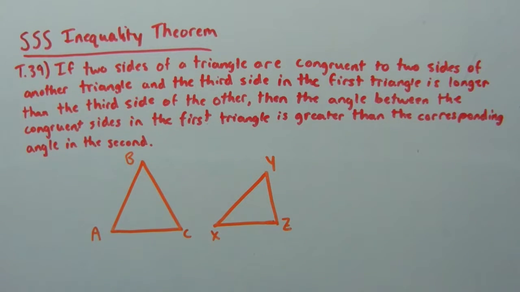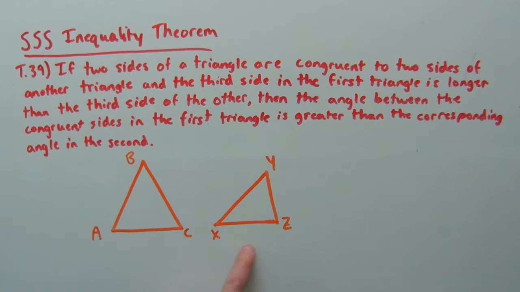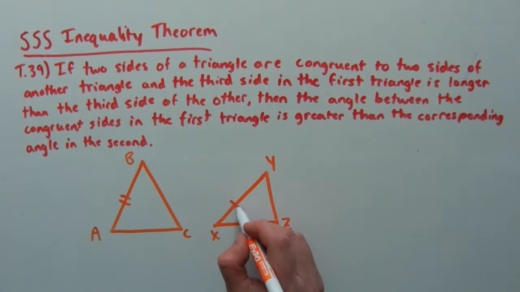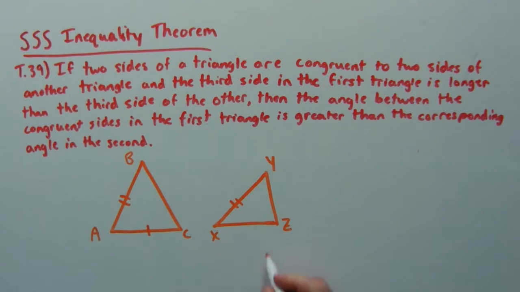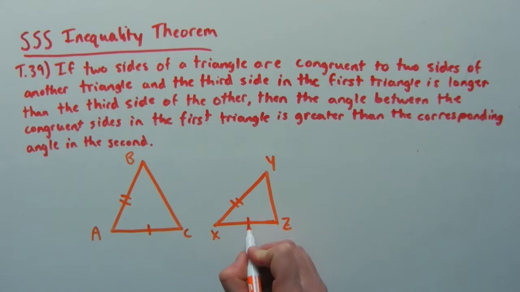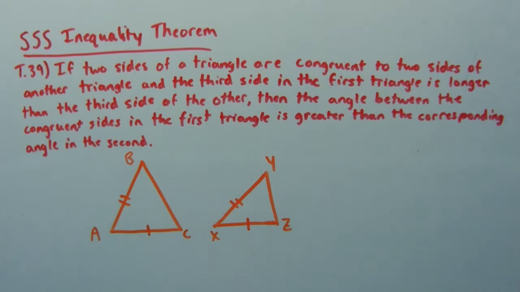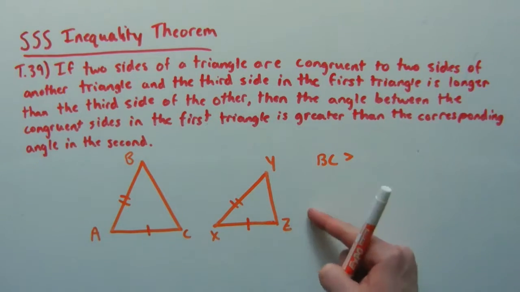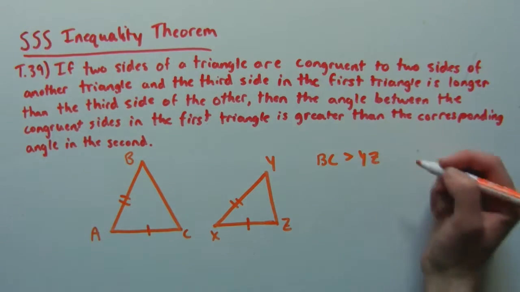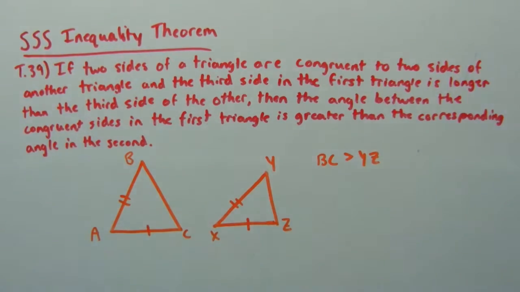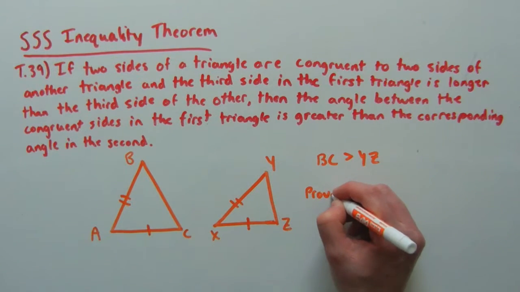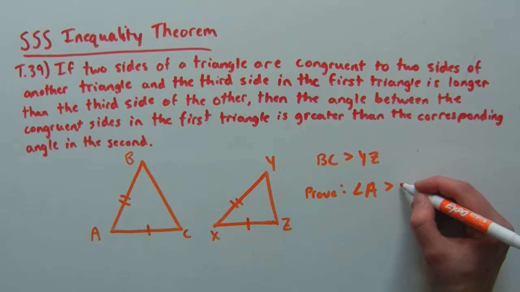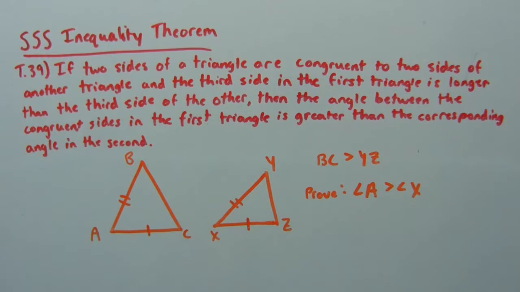Again, we're going to have triangles ABC and XYZ. We're going to say that AB is congruent to XY and AC is congruent to XZ. We're also going to say that this side BC is greater than the side YZ. Well, we need to prove then that angle A is greater than angle X.